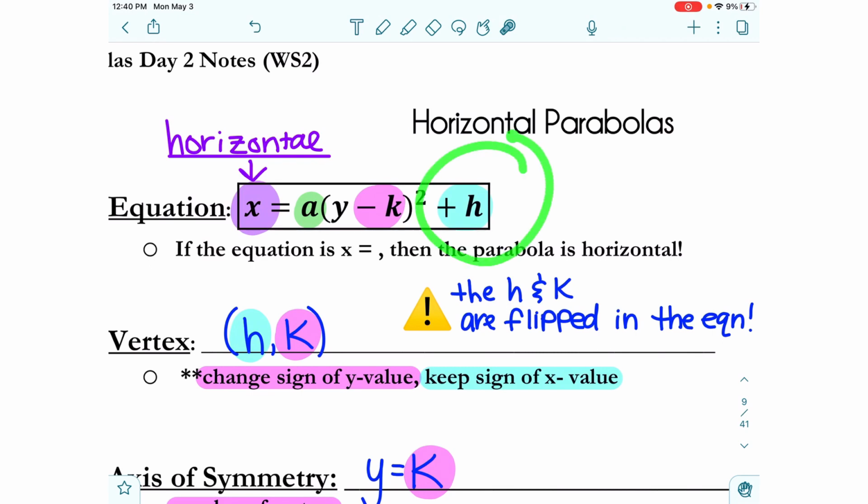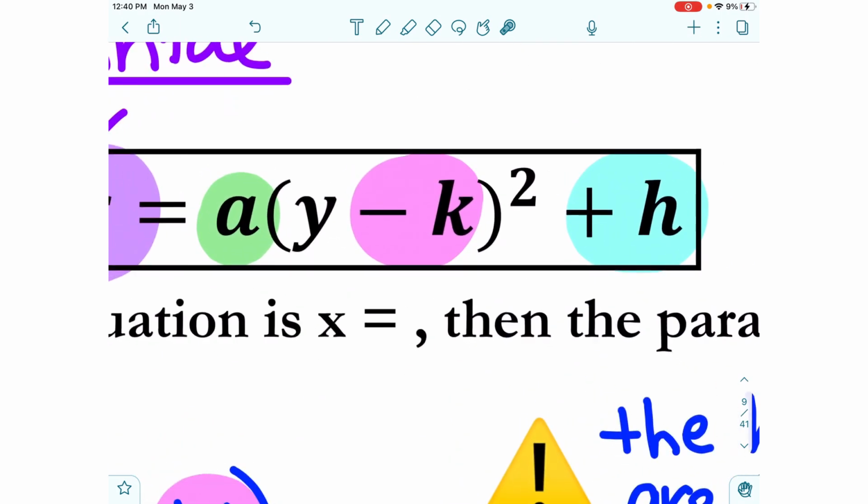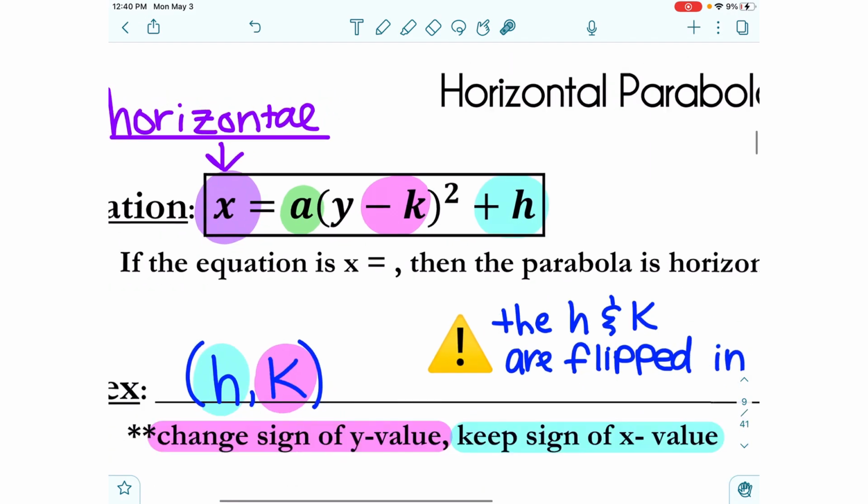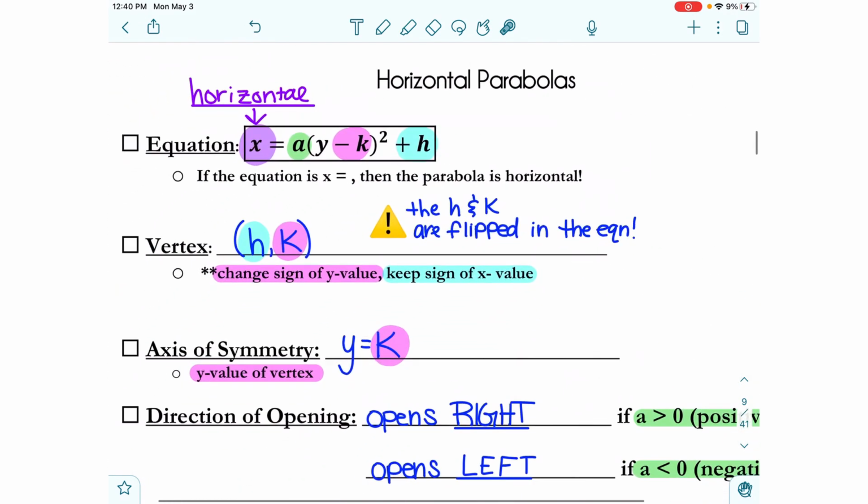However, the h is now the number at the end. That's going to be the first number of your vertex, and the k is the number where you have to change the sign, and that's now the y value. So the way I personally remember that is that the k value is grouped with the letter y. So it's the y value of the vertex, and it's always these outside ones that go together. So the x value is the h. So be careful of that.